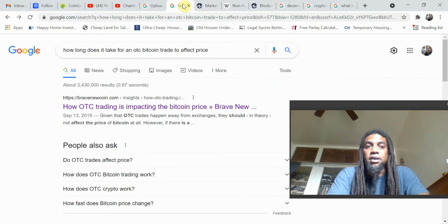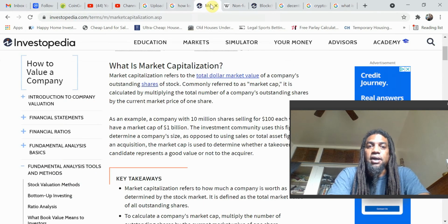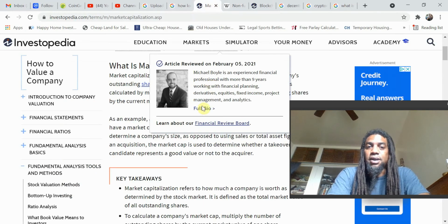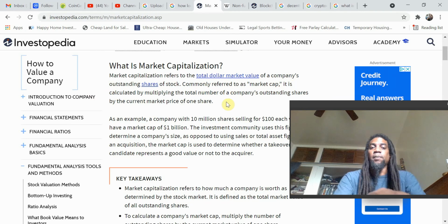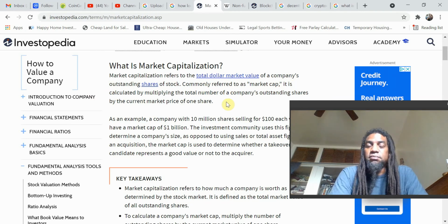So let's start with market cap. Market capitalization refers to the total dollar market value of a company's outstanding shares of stock, commonly referred to as market cap. It's calculated by multiplying the total number of a company's outstanding shares by the current market price of one share. That is a very clean definition.